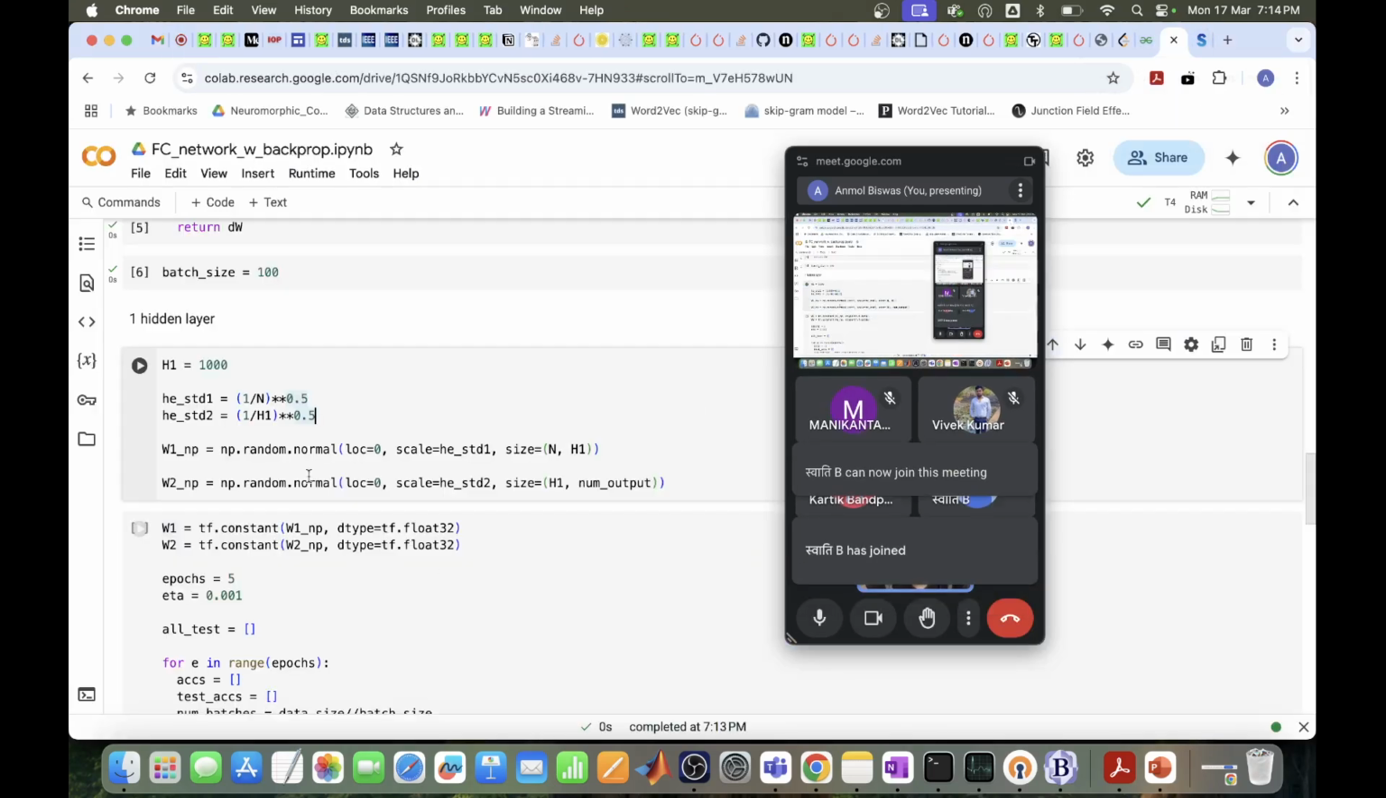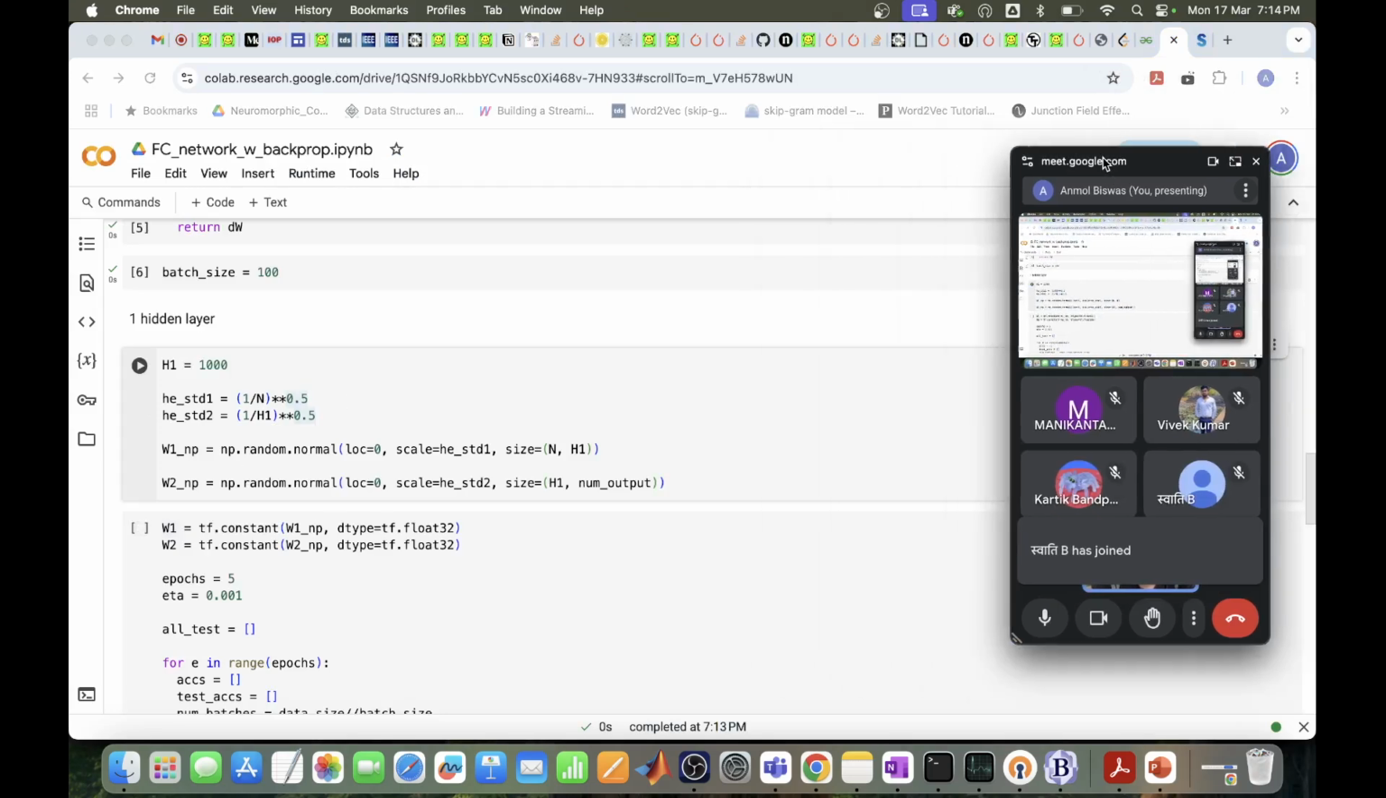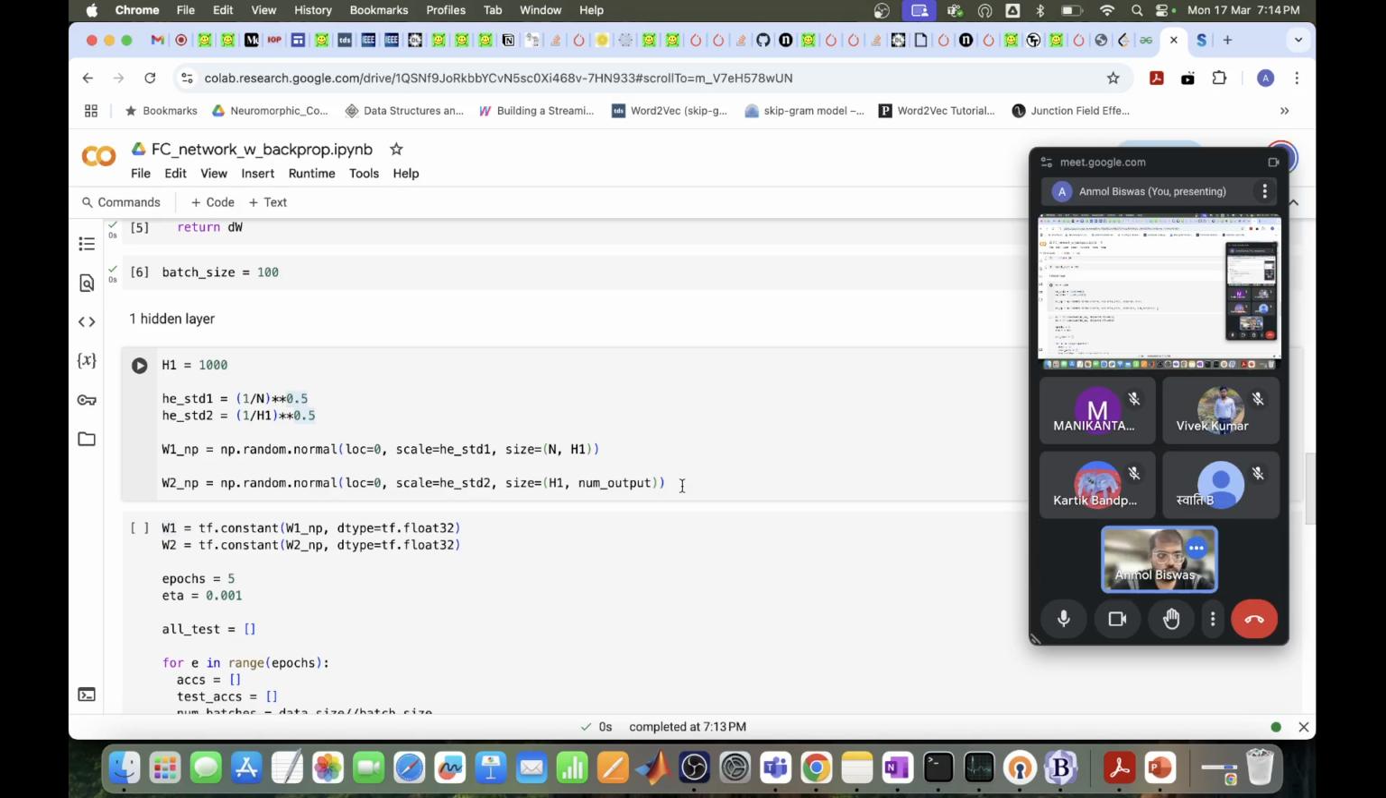It's a definition of a single hidden layer neural network, right? There's a two-layer neural network, single hidden layer. And this one right here is the initialization, weight initialization, right? Weight initialization.